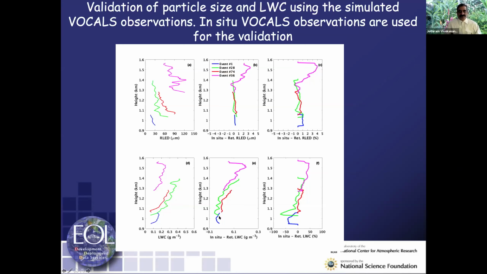This is only for 4 profiles that I showed here. If you look at all the 4,650 DSDs and the 83 profiles, the accuracy on estimating droplet size, RMS error, is less than 2 or 3 micron droplet size. For liquid water content, the RMS error is less than 0.02 gram per meter cubed overall.